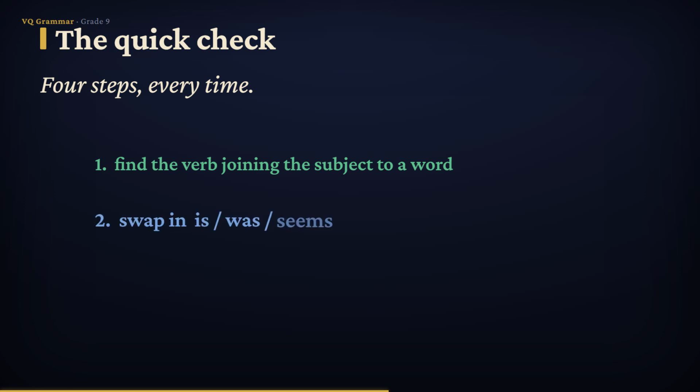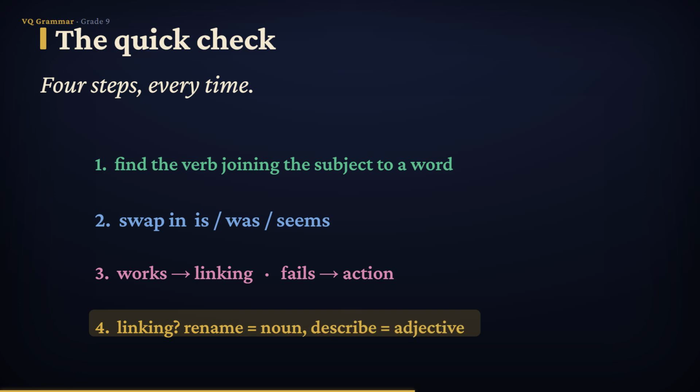Let's put it all together into a quick check. First, find the verb and see whether it joins the subject to another word instead of showing action. Second, swap in is, was, or seems in its place. Third, if the sentence still works, it's a linking verb. If it falls apart, it's an action verb. And fourth, once you know it's linking, look at that final word. If it renames the subject, it's a predicate noun. If it describes the subject, it's a predicate adjective. Run those 4 steps and you'll never mix them up.